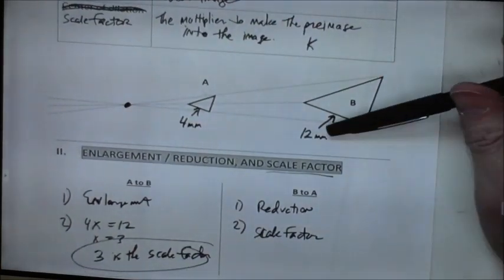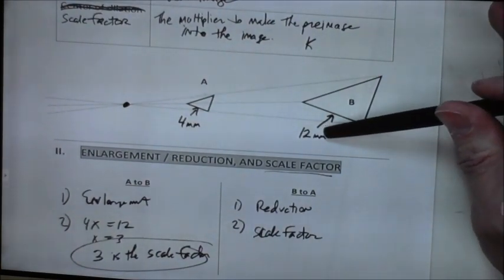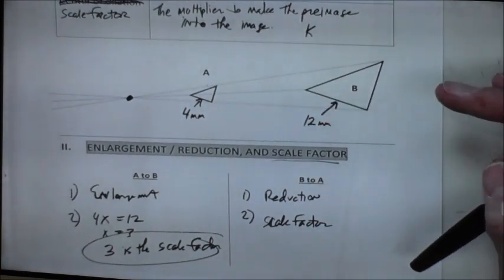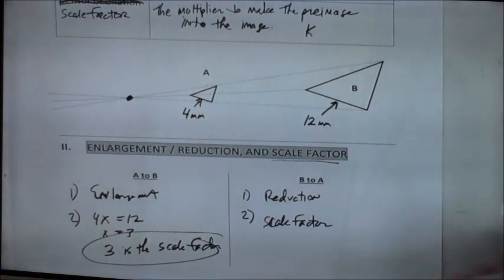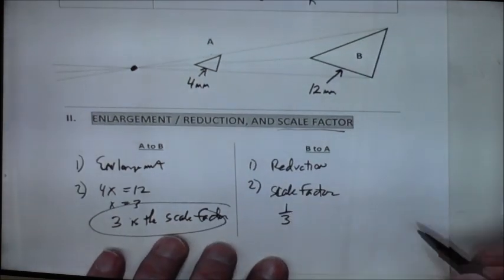If you do 12 times 3, you get 36, not 4. So you have to do it as a fraction. You have to do the reciprocal of that. It's 12 times 1/3. So the scale factor, the multiplier, is 1/3.